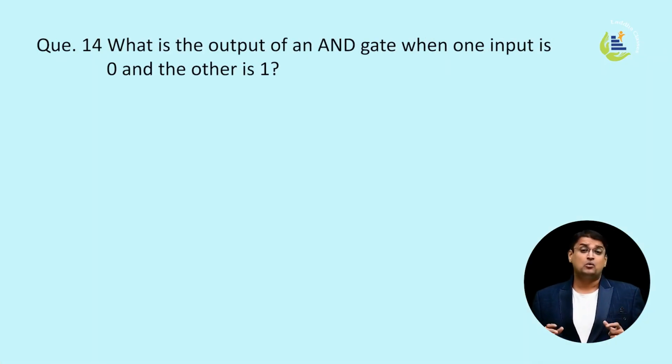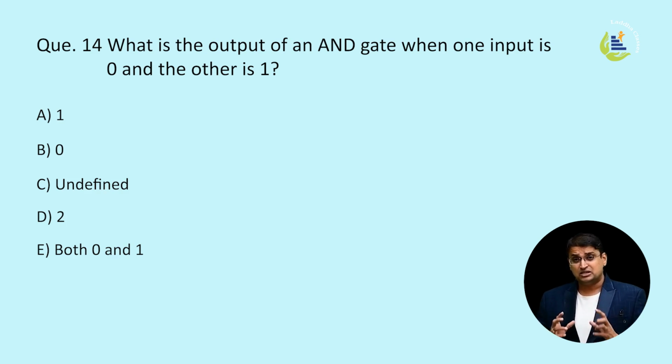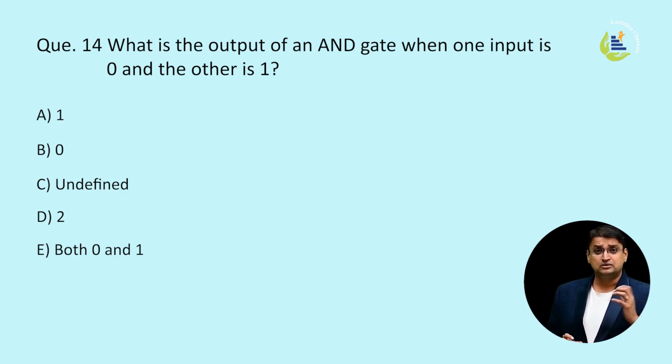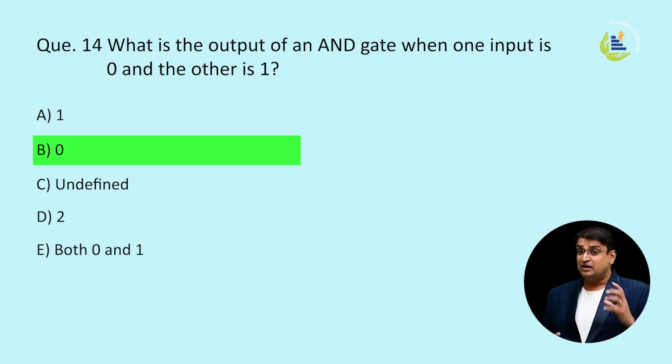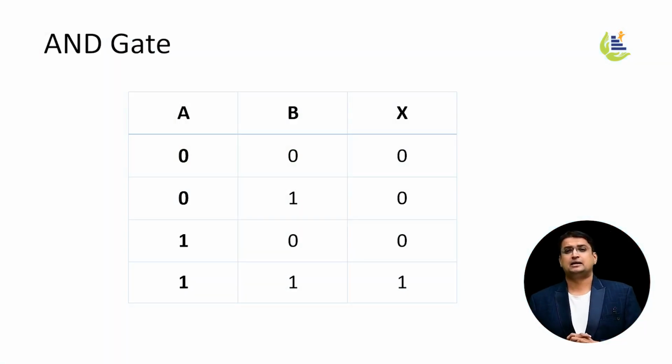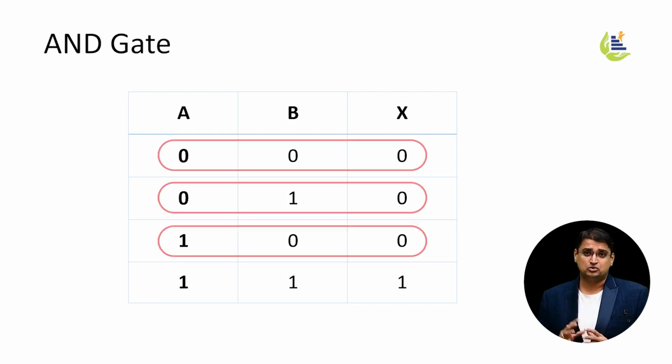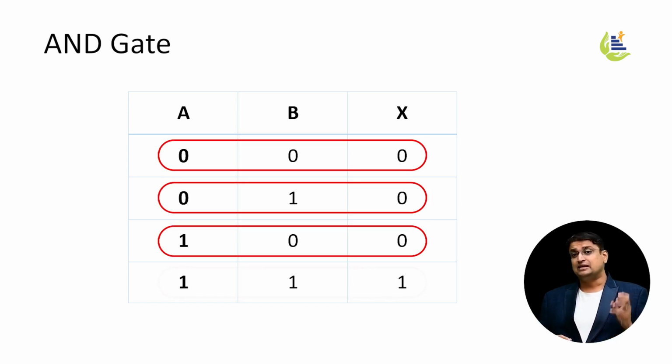Question 14. What is the output of an AND gate when one input is 0 and the other is 1? Options are 1, 0, undefined, 2, both 0 and 1. Correct answer option is B, 0. Because an AND gate returns 1 only if both inputs are 1. If one input is 0, the output will be 0. The other options are incorrect based on the AND gate's truth table.